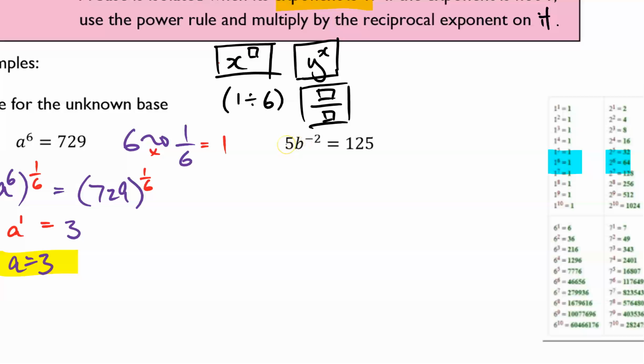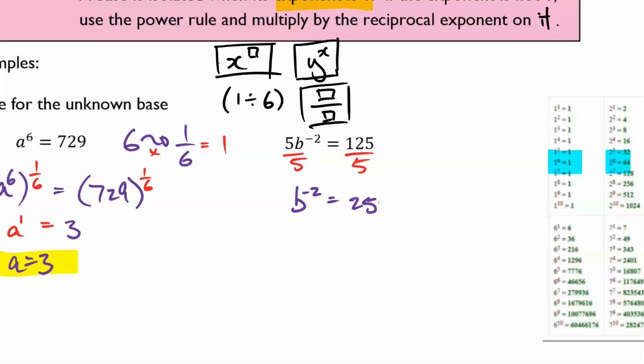First thing is, we need to isolate that base on its own side. The problem is it's currently being multiplied by 5. So let's get rid of that. Let's divide both sides by 5. Okay? And if we do that, this will turn into b to the exponent negative 2 is equal to 25.